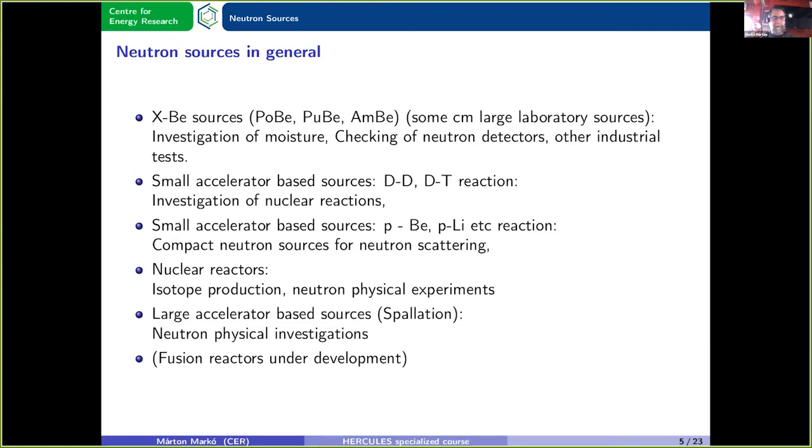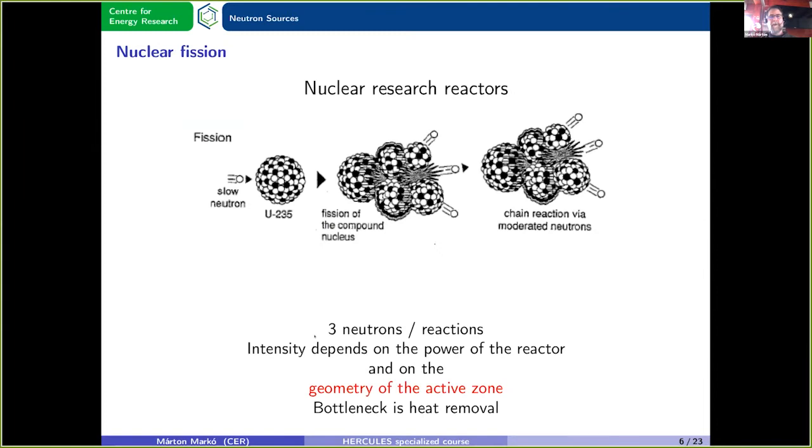In the future, maybe fusion reactors will also work as a neutron source. The problem is there are two problems that at the moment they don't work. They don't produce so many neutrons, and on the other hand, the produced neutrons have extremely high energy. It's really difficult to moderate them. So let's go through the bigger sources.